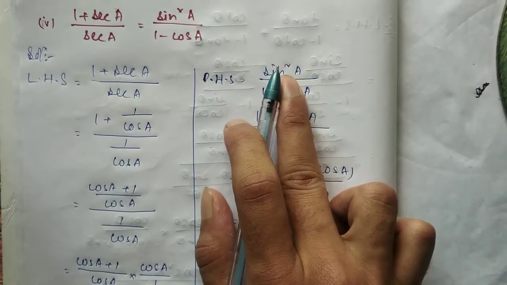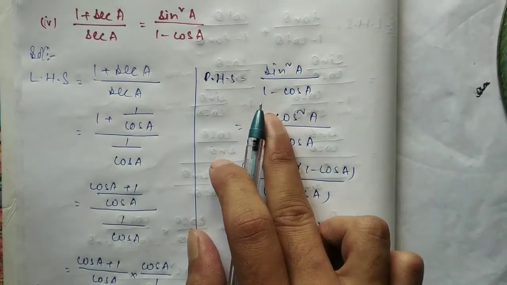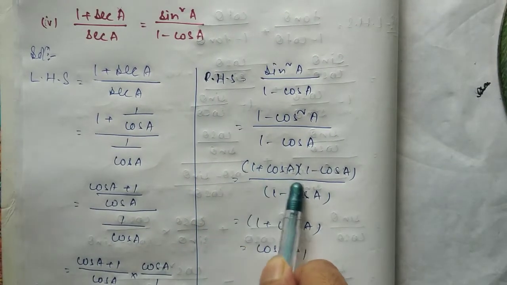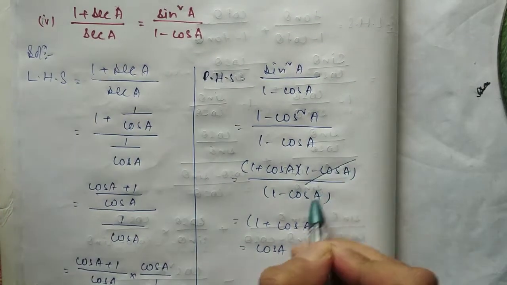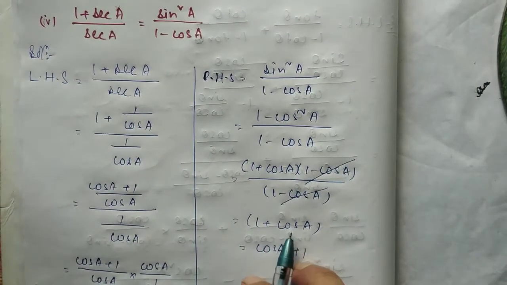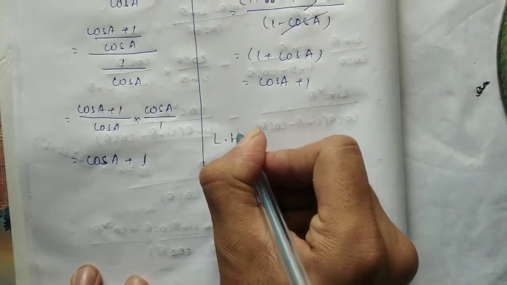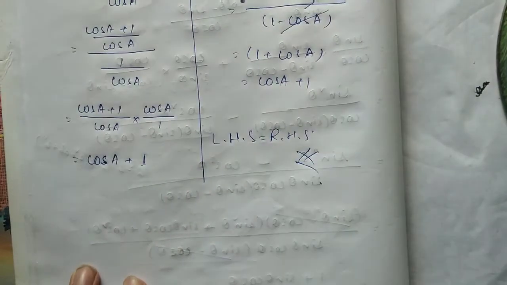And for the right hand side, we write in place of sin square a, 1 minus cos square a, and using the formula a square minus b square, we get (1 plus cos a) into (1 minus cos a). This 1 minus cos a and 1 minus cos a get cancelled, and we remain with 1 plus cos a. So we see that our left hand side is equal to our right hand side, and hence we are done with the proof.